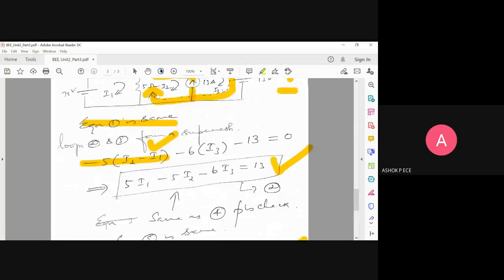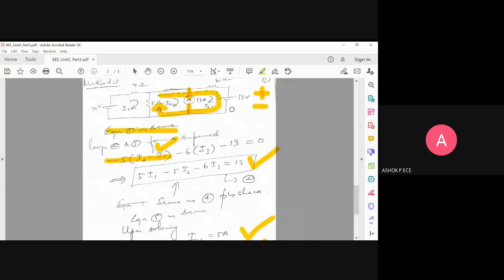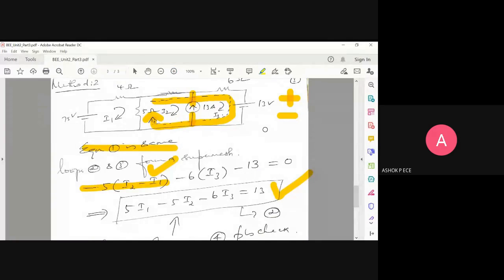Any doubt? Equation 1 and 4 are the same. The second equation is only going to be using the super mesh. Should I explain the super mesh again? Yes, sir.